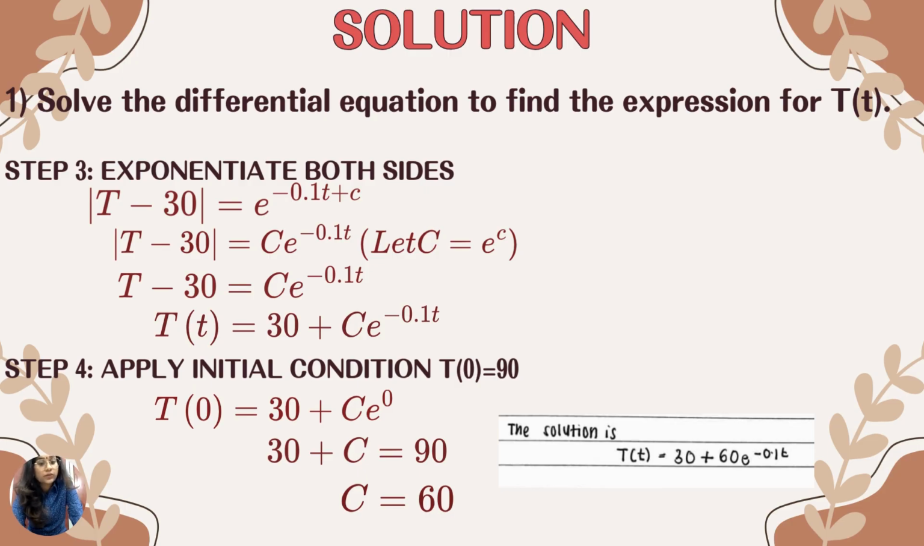So C times 1 is C. So 30 plus C equals 90. So 30 we bring to the right-hand side: 90 minus 30, you will get 60. So C equals 60. So the solution is T equals 30 plus 60e to the power of negative 0.1t.